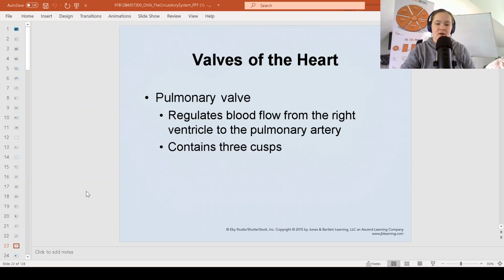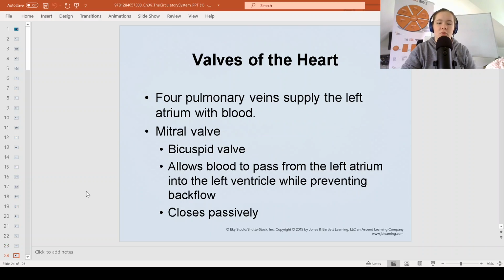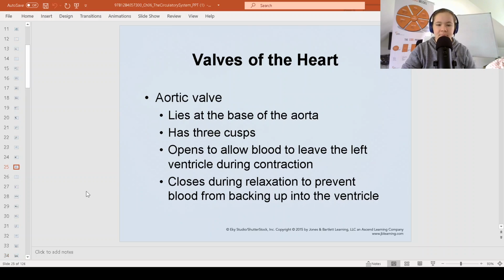The pulmonary valve prevents backflow of blood from the pulmonary artery into the right ventricle, and this contains 3 cusps. 4 pulmonary veins supply the left atrium with blood. The mitral valve is the bicuspid valve and allows the blood to pass from the left atrium into the left ventricle while preventing backflow. This closes passively.